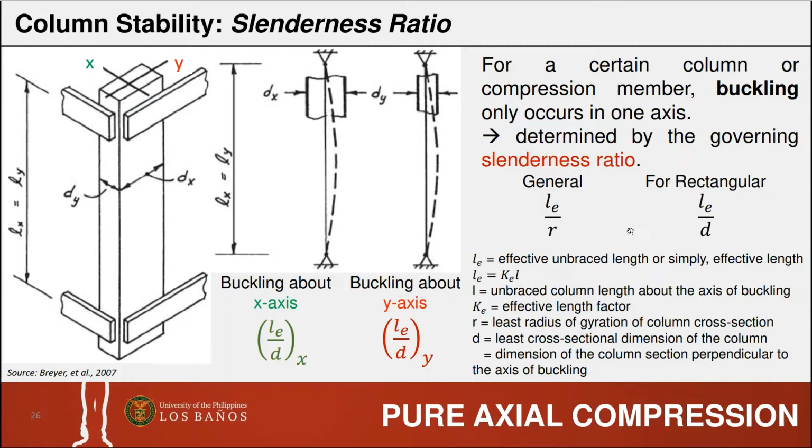K_e is the effective length factor, and the variable r is the least radius of gyration of the column cross-section, and variable d represents the least cross-sectional dimension of the column. It is also the dimension of the column section perpendicular to the axis of buckling. First, for example, we have a column here. It is braced on both sides in the x and y axis. If you consider buckling at the x axis, as you can see here, the buckling will occur in this way.